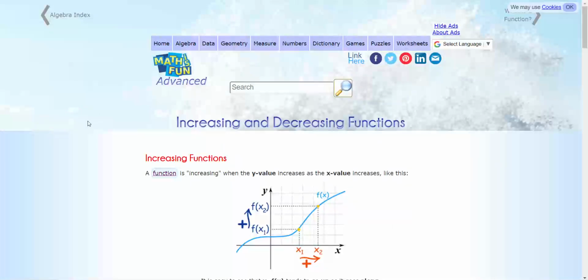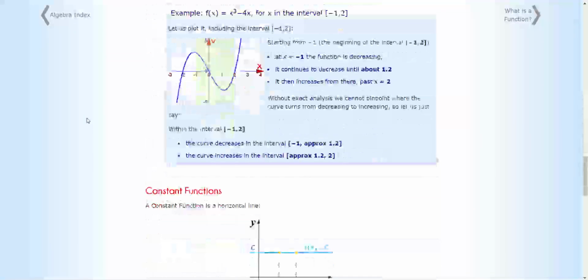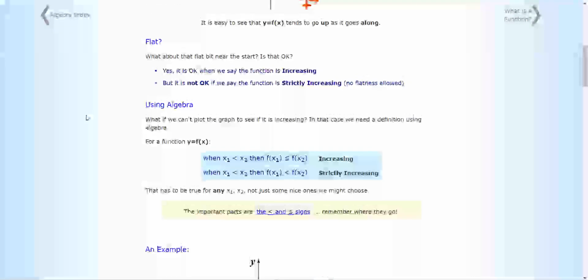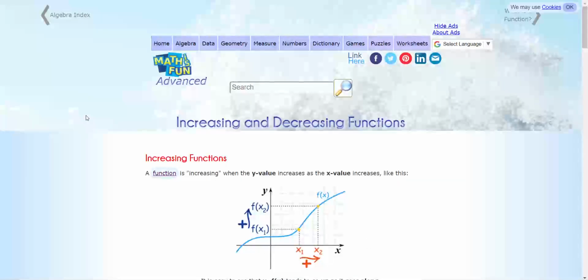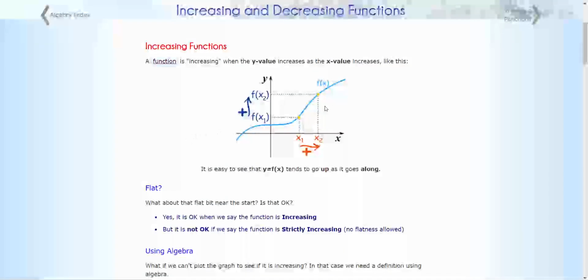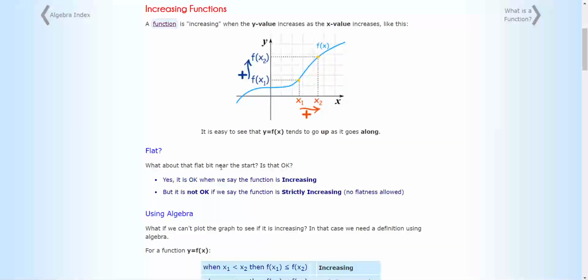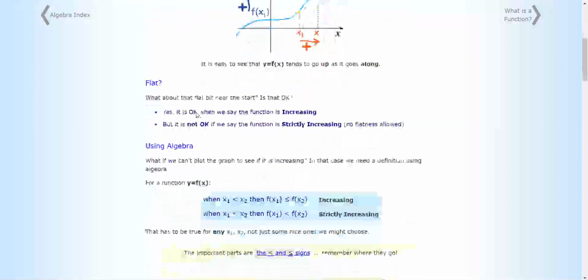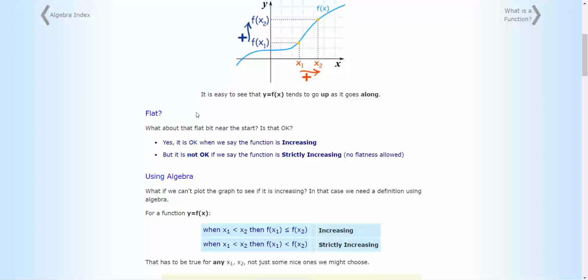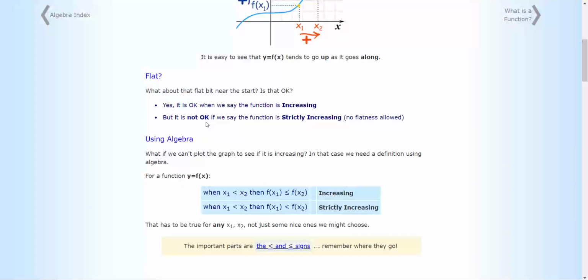We've got increasing functions and decreasing functions. This should be straightforward. Well, let's go through it and then end this video with this. So a function is increasing when the y value increases as x value increases. This is an increasing function. It's easy to see that it tends to go up as it goes along. What about the flat bit near the start? Yes, there was a bit of flattening. It is okay when you say the function is increasing, but it's not okay if we say the function is strictly increasing. No flatness is allowed.